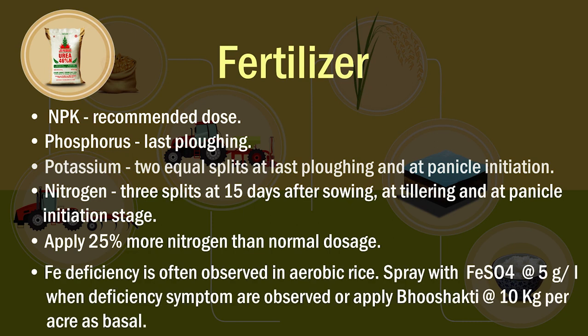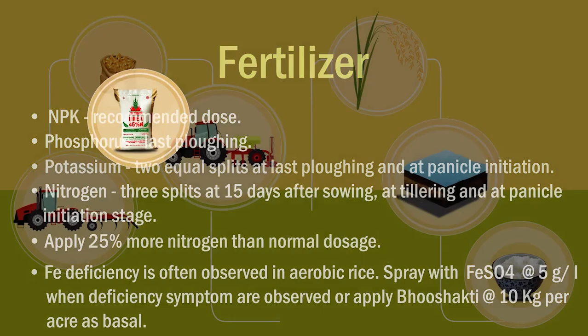Iron deficiency is often observed in aerobic rice. For this deficiency to be managed, we spray the crops with ferrous sulfate at the rate of 5 grams per liter when we observe the deficiency symptoms. Or we can apply Bhushakti at the rate of 10 kg per acre as basal.